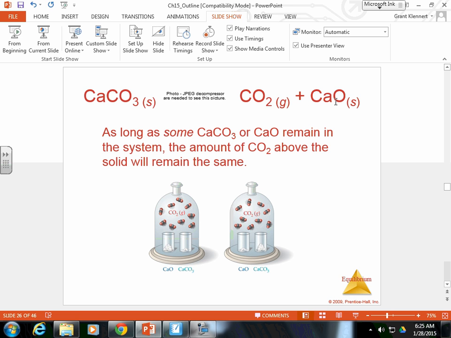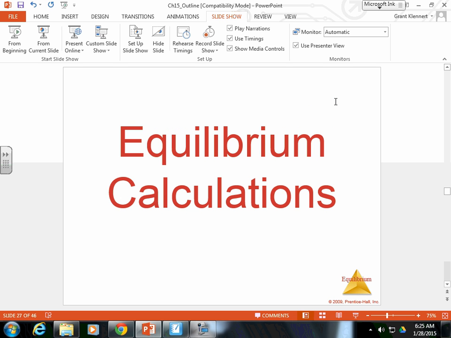So here's just an example. We have calcium carbonate breaking down into carbon dioxide and calcium oxide. Since we have 2 solids and 1 gas, as long as the solids remain somewhat, the concentration of carbon dioxide will remain the same as well. So just a heads up there, we don't put solids or liquids in the equilibrium constant.